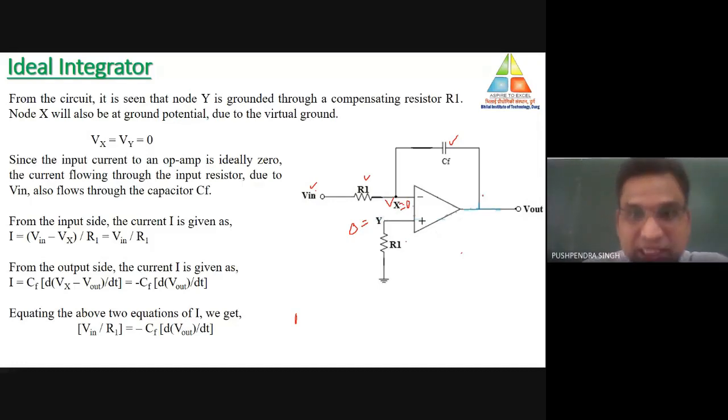Now let us assume that the value of the input current is I1, and the value of the feedback current is IF.